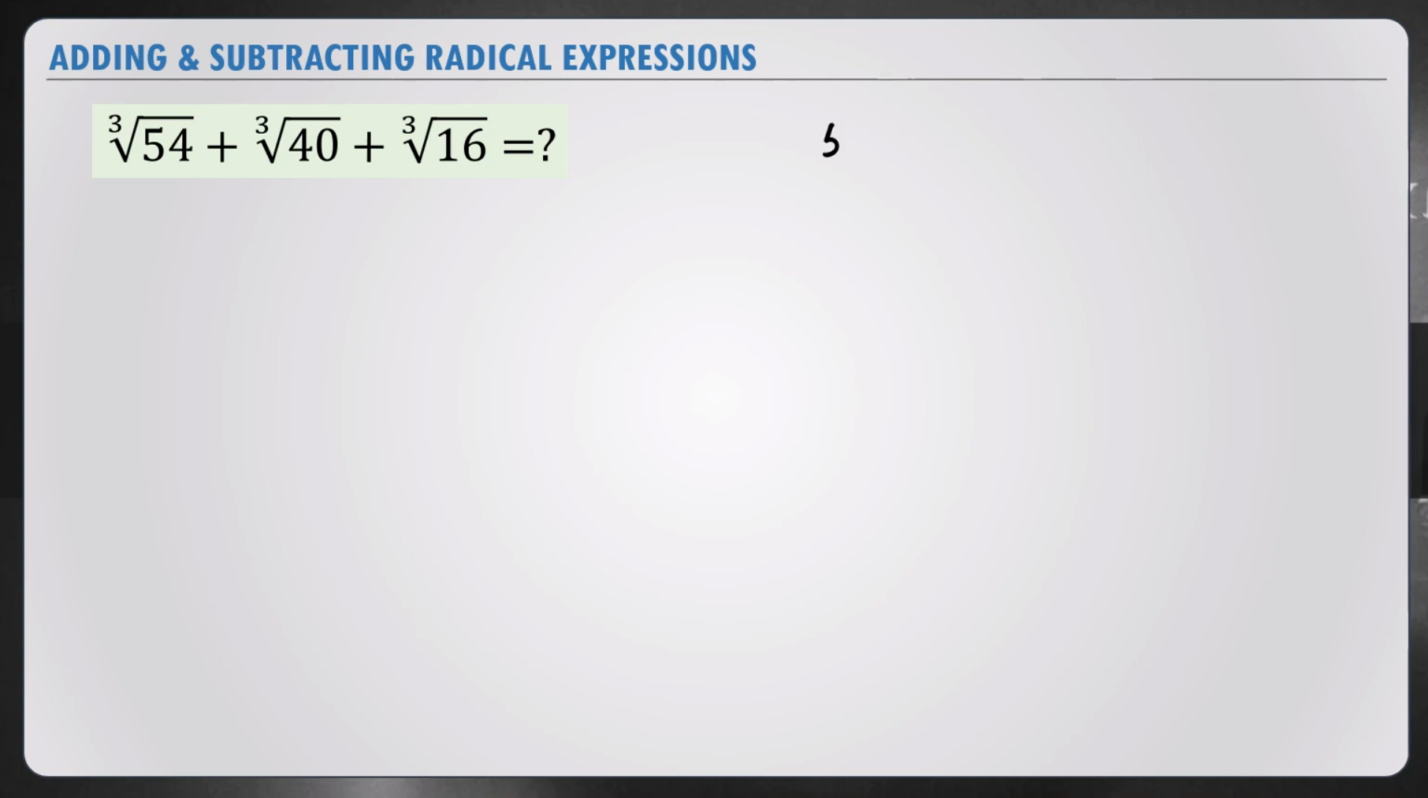Let's take 54. Factors of 54 are 2, 27, 3, 9, 3, 3. So that's 3 cubed times 2. So the cube root of 54 is actually equal to 3 times the cube root of 2. Plus, let's take factors of 40.